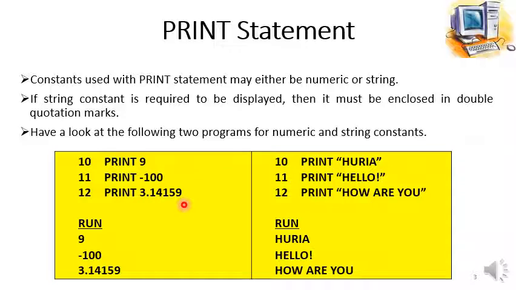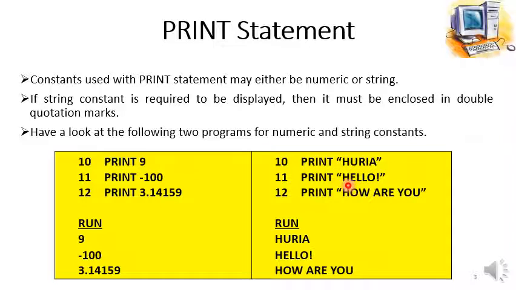So these three lines of code, whenever they are executed or run, this will be the output. The first statement will give you the value 9, the second will display -100, and the third will display 3.14159, which are constant values. In the second example you can see that we are displaying string constants with the help of the print statement. In the first statement we are displaying this name Huria, which is enclosed in double quotation marks, and it is displayed with the help of the print statement.